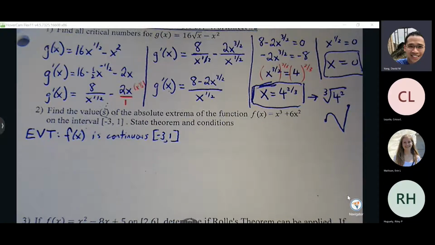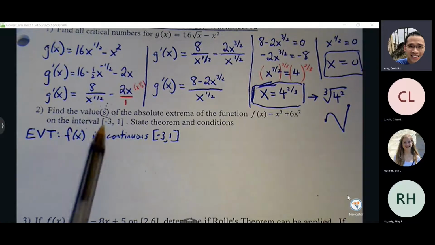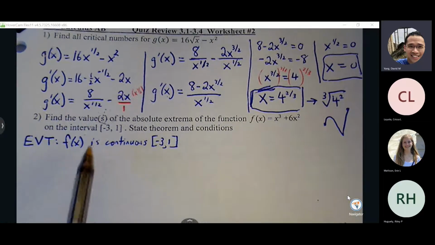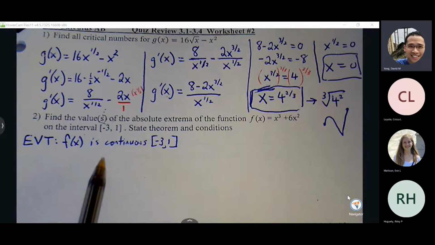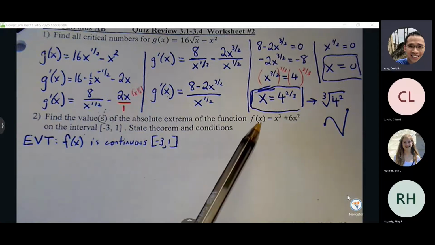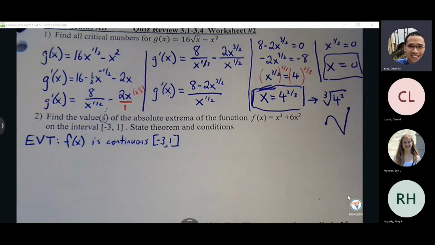Okay, so now that our function is continuous, the only thing that we care about with EVT is we do need to find critical values. And then we will see if our critical values are valid. If they are valid, then we will include critical values and endpoints, plug them all back into the original function, compare the y values, and look for the highest and lowest y values. That's what we care about, highest and lowest points.